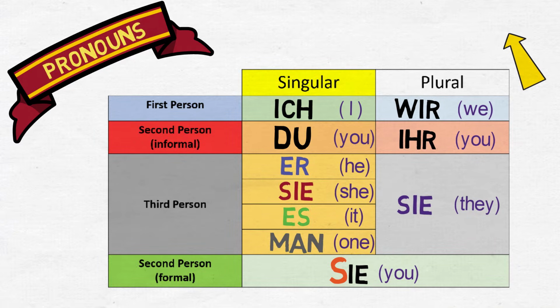Notice that the words for she and they are the same, where the word for you in the formal sense is the same but with a capital letter. This is why it's so important to know the verb conjugations, as they give more clarity to the reader or listener about who is doing the action.